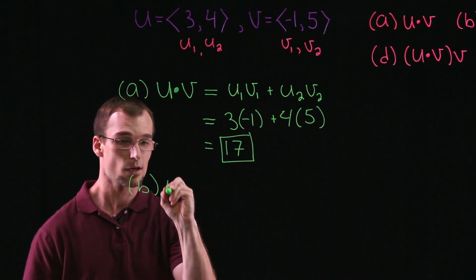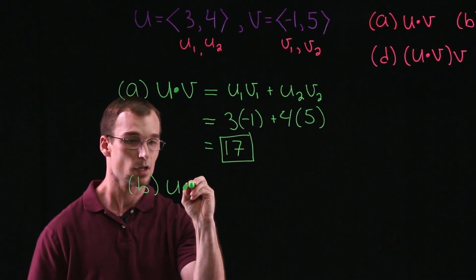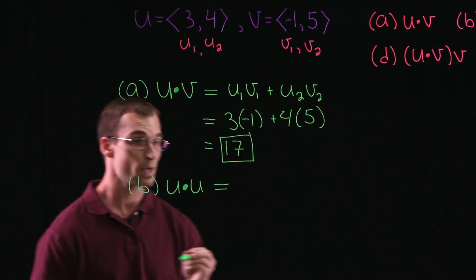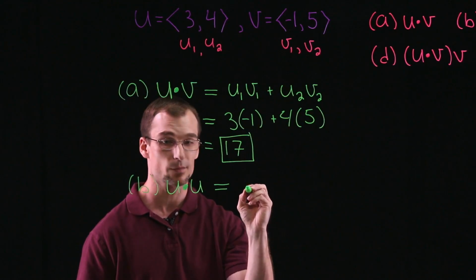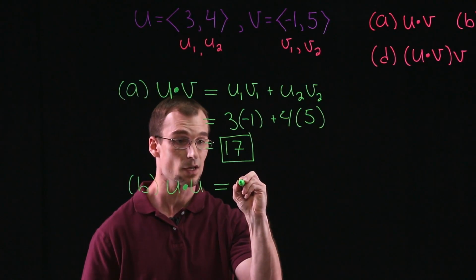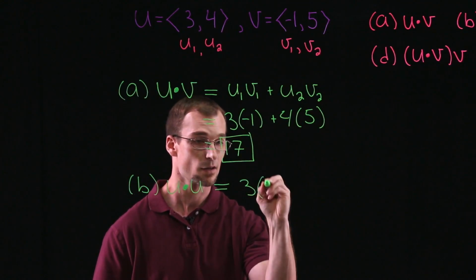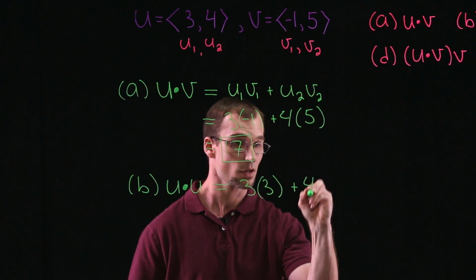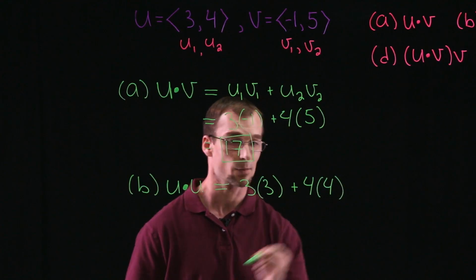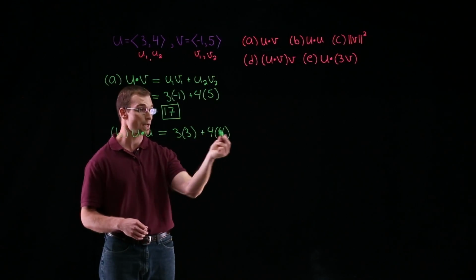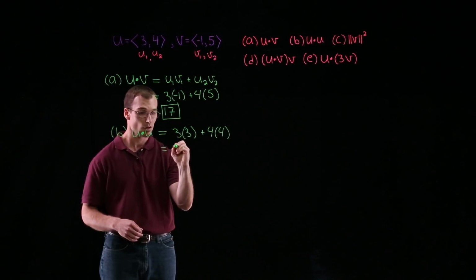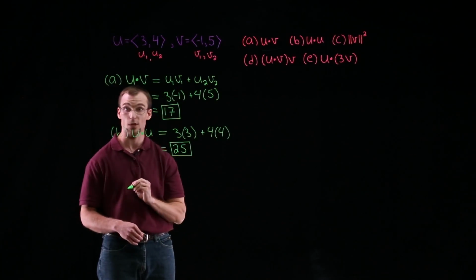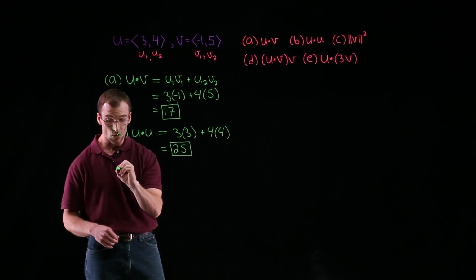For part B, we take the dot product between u and itself. This is the same thing: we multiply the first components, except the components are the same in this case. So our first component is 3 times 3, plus the second component 4 times 4. 3 times 3 is 9, plus 4 times 4 is 16. So the dot product between u and itself comes out to be 25. And now part C.